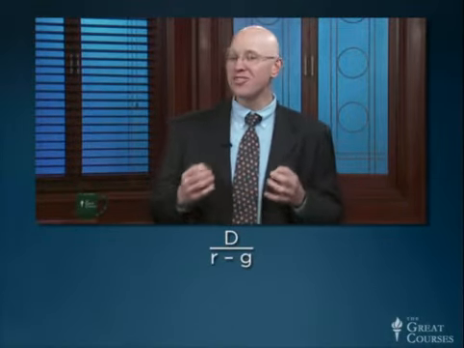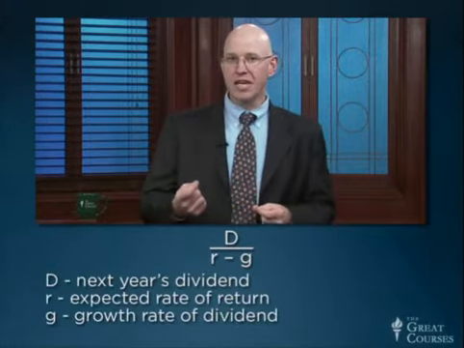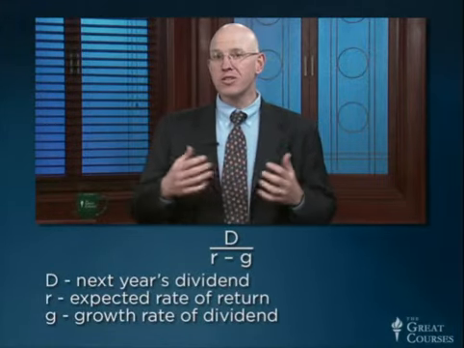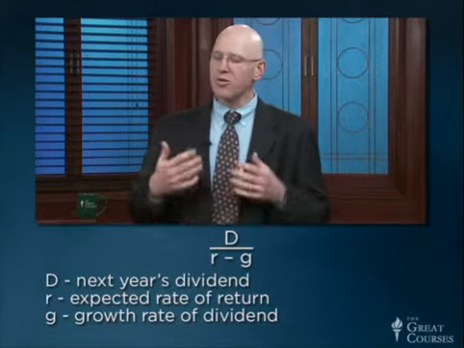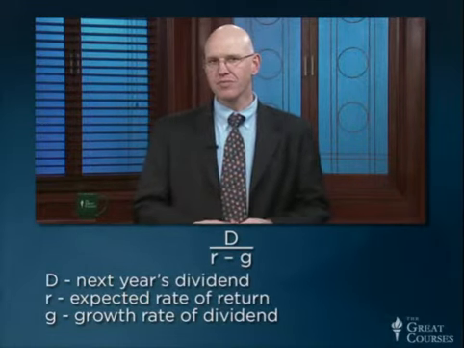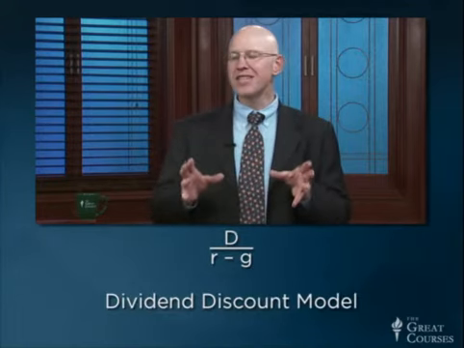Now, all future dividends sounds like a whole lot of dividends, and it is. Technically, it's an infinite number of future dividends. So this sounds like it might be a complicated, if not impossible task to find the present discounted value of all these dividends. You know, actually, there's a surprisingly simple formula for the present value of the sum of all future dividends. It's D divided by the quantity R minus G, where D is next year's dividend, R is the expected rate of return on the stock, and G is the growth rate of the dividend. This formula is called the dividend discount model.